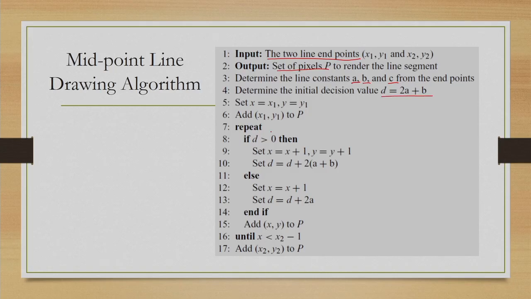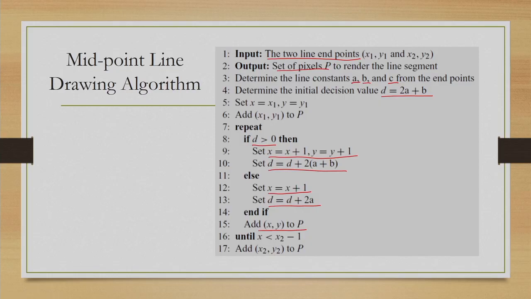Then we start with one endpoint and continue till the other endpoint as before. If d is greater than 0, then we update x, y in this way and update the decision parameter in this way. Otherwise, we update x in this way, update the decision parameter in this way, and eventually in each iteration we add this pixel to p. We continue till we reach the other endpoint. That is the midpoint algorithm.